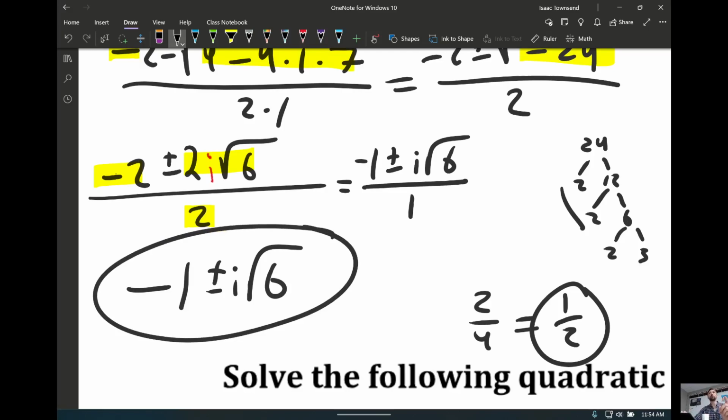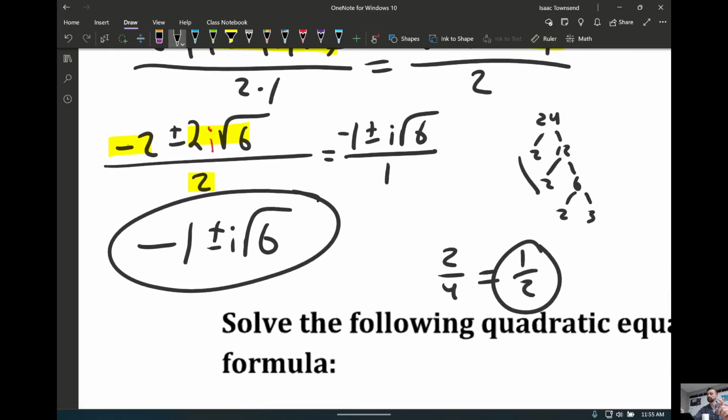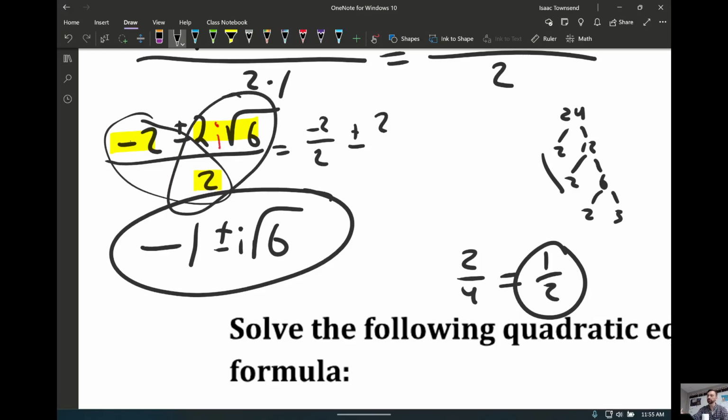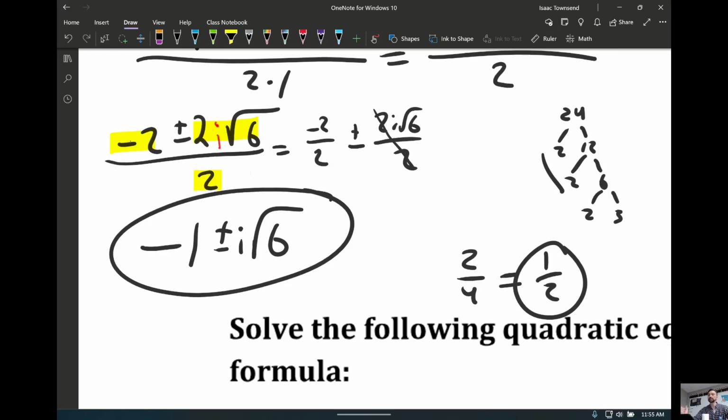So let me write that one more way just to help you see. It might help you see why you need to do that, or why it works. So remember, with fractions, you can always split apart numerators but not denominators. So if I put this over 2, plus or minus, and then I put this over 2, you would definitely reduce this to negative 1, and you would definitely let these two cancel and leave you with i square root of 6. So if it makes more sense to you to split apart your fraction and then reduce each one, then do that. But in the end, it's the same thing.